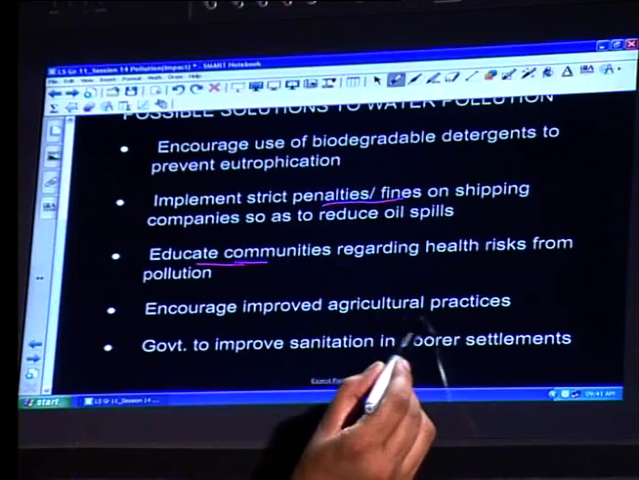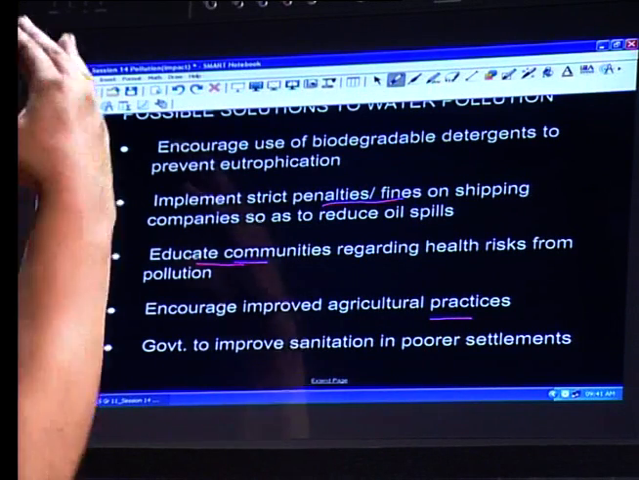Impose fines so that shipping companies can service the oil tankers. Encourage the use of biodegradable detergents so that it does not cause eutrophication in the rivers. So you're giving a statement and you're giving a reason for your statement. Encourage improved agricultural practices so that the farmer knows he should use contour farming and not grow his crops parallel, whereby all the water washes off the fertilizers into the depth. So if there's contour farming, you find soil and fertilizers will remain on the ground and not wash off. So encourage agricultural practices to prevent the runoff of soil and fertilizers into the aquatic system. So it's giving a statement and reason.